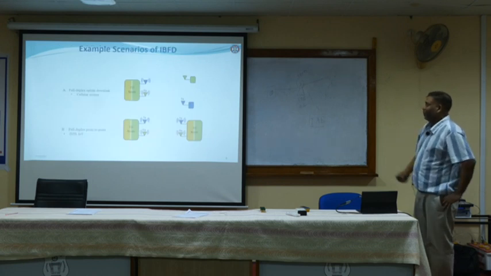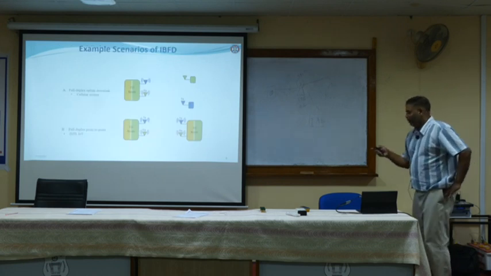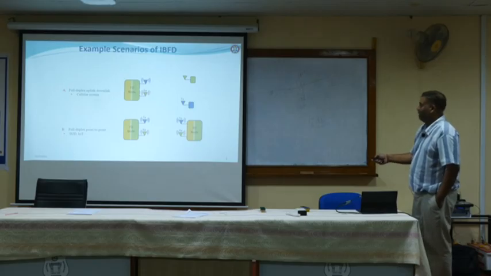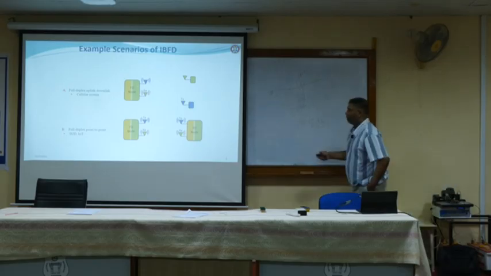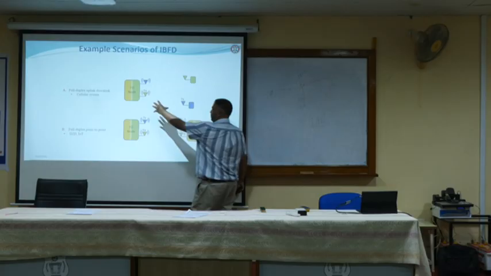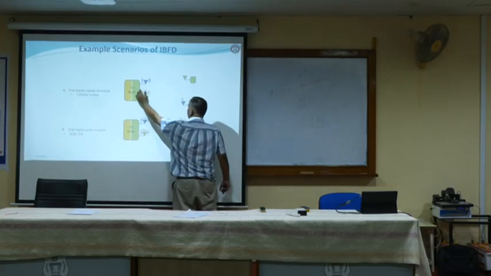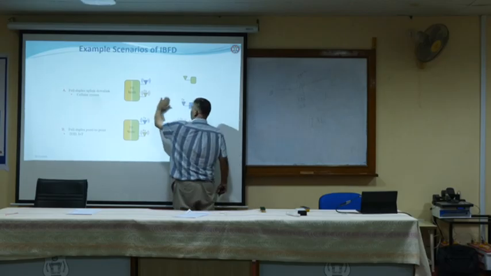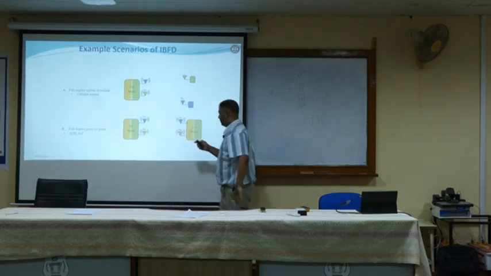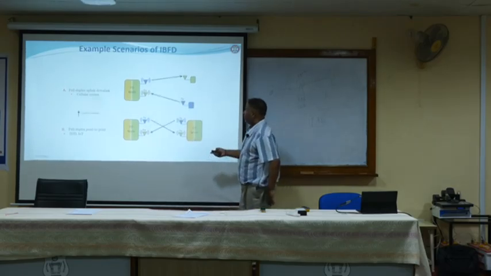Okay, so some example scenarios for in-band full duplex. Here is a kind of full duplex base station. It is receiving signal from here. It is also receiving signal from here. It is transmitting here.